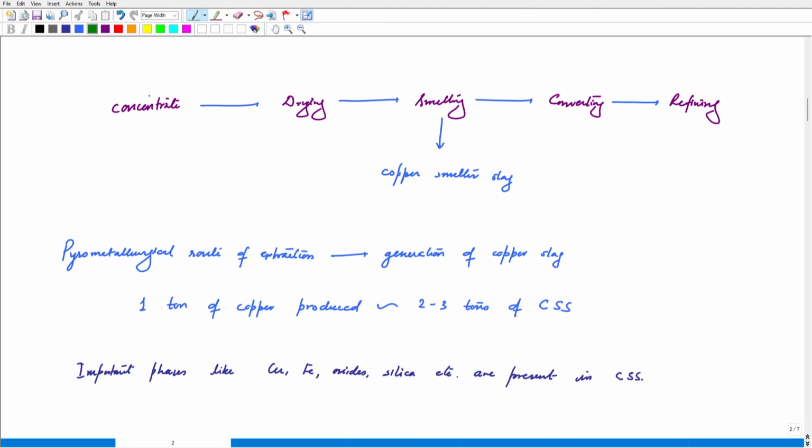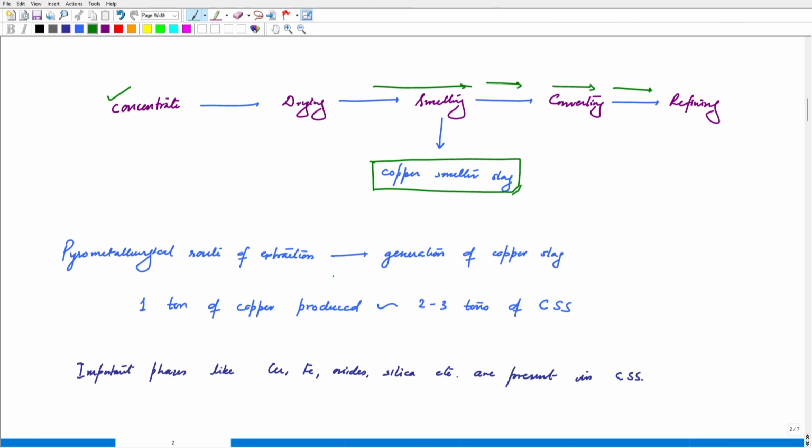In the smelting stage, we get copper smelter slag. We have just discussed that the concentrate is dried and then subjected to smelting, and the product then goes forth for conversion and refining, and finally we get the pure copper that was the expected product. But in this case, we are also getting copper smelter slag during the smelting stage itself. So, we have the product chain and the product cycle, but we also have the side step of copper smelter slag generation.